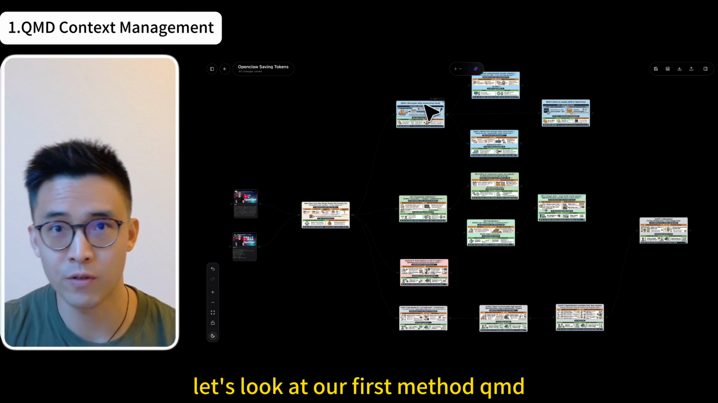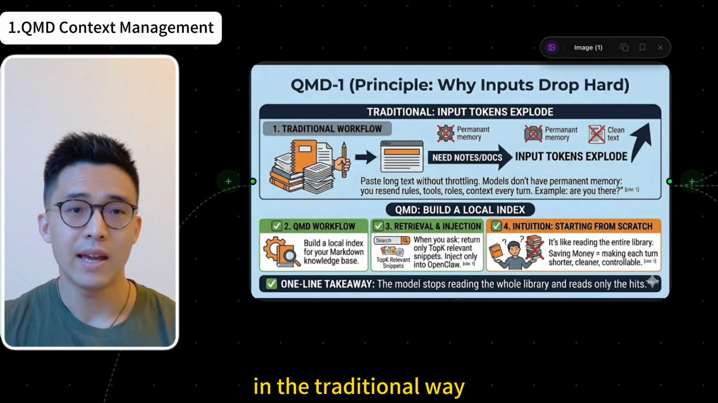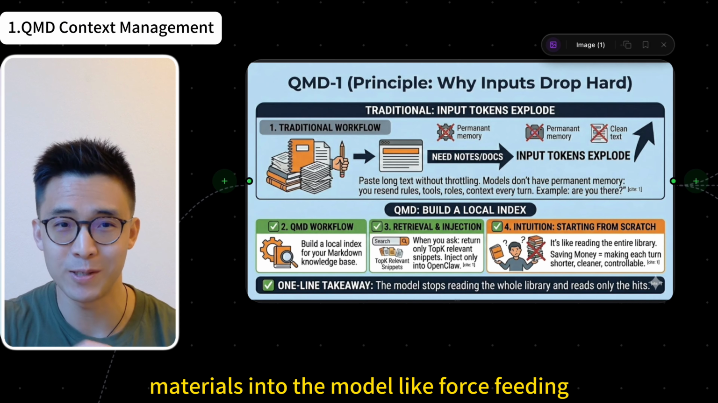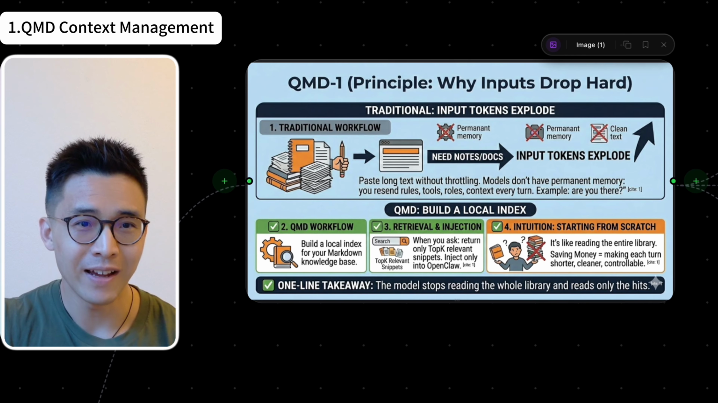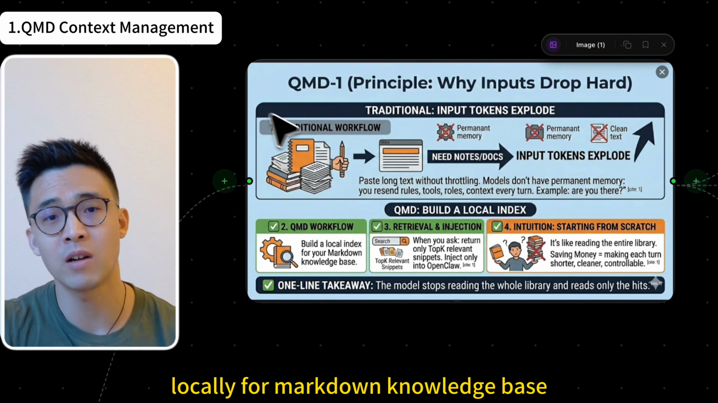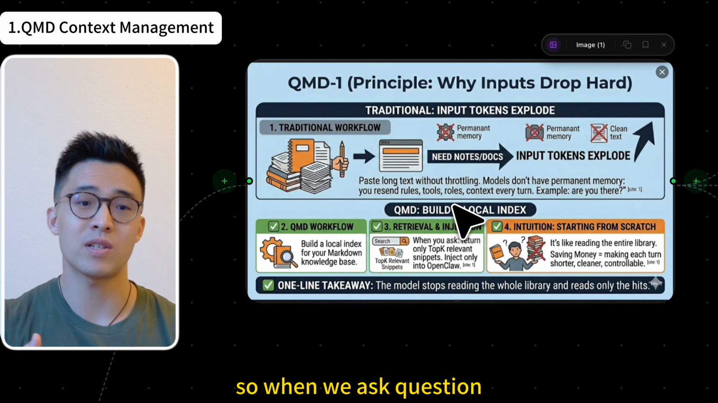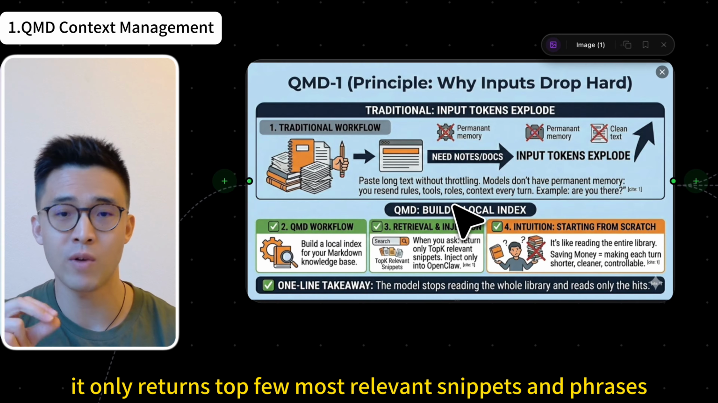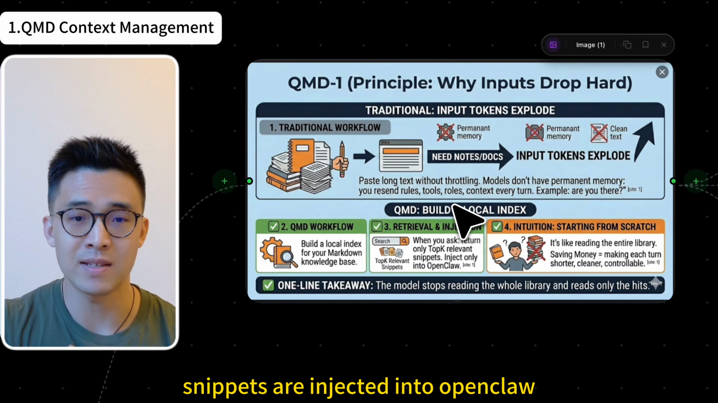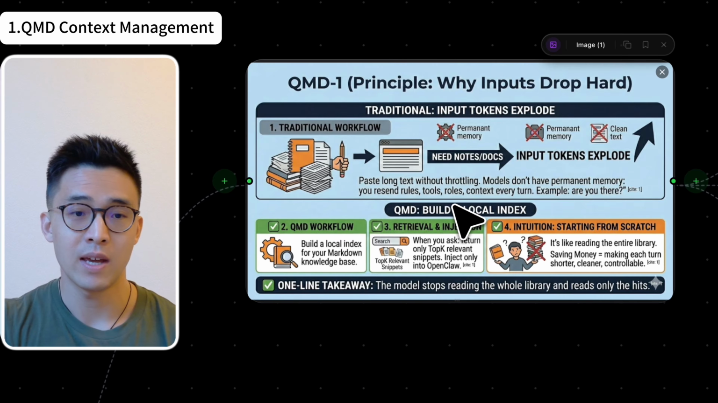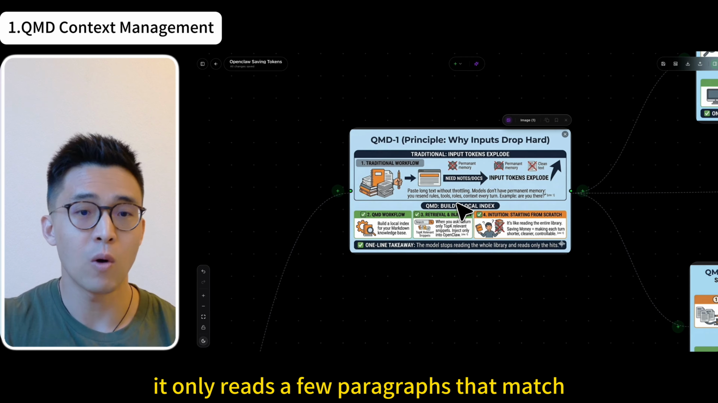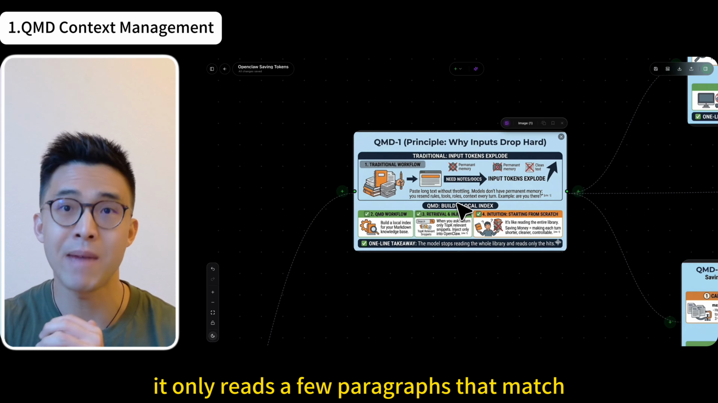First, let's look at our first method, QMD. In the traditional way, we have to stuff our entire notes and materials into the model like force feeding. But with QMD, we can build an index locally for the markdown knowledge base. So when we ask a question, it only returns the top few most relevant snippets and phrases, and only these snippets are injected into Openclaw. In other words, the model no longer reads a whole library. It only reads a few paragraphs that match.